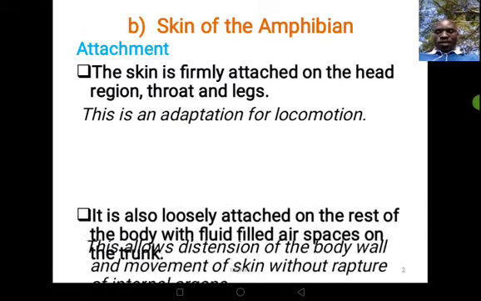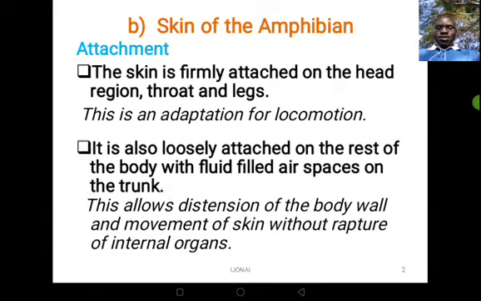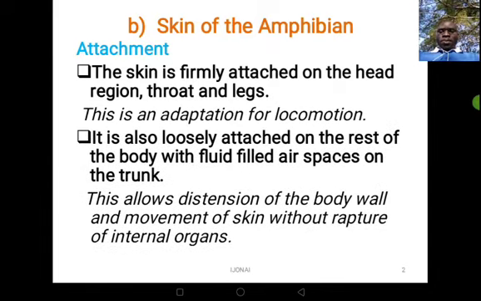And then we said it is loosely attached on the rest of the body with the fluid-filled spaces, especially on the trunk. And this loose attachment allows distension of the body wall and movement of the skin without rupture of internal organs. So you know when these amphibians hop or jump, usually there is a stretching of the body. So when the skin is loosely attached, that allows that kind of distension.